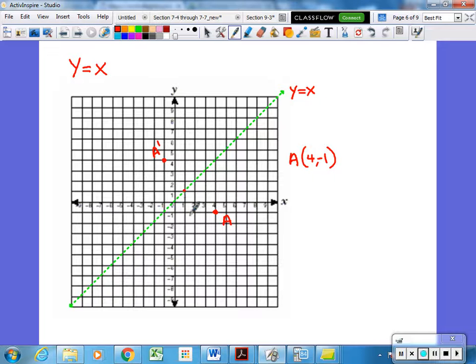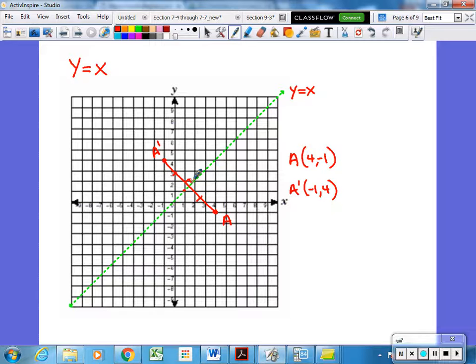So instead of going left 3 and up 2, now go up 3 and left 2, and that will put you right here at A prime, (-1, 4). And that will put you the exact same distance from the reflecting line as you had from A, and we can see that it's perpendicular. The slope between the two is -1. The slope of this line is 1, so they are perpendicular, and they're each that same distance away.